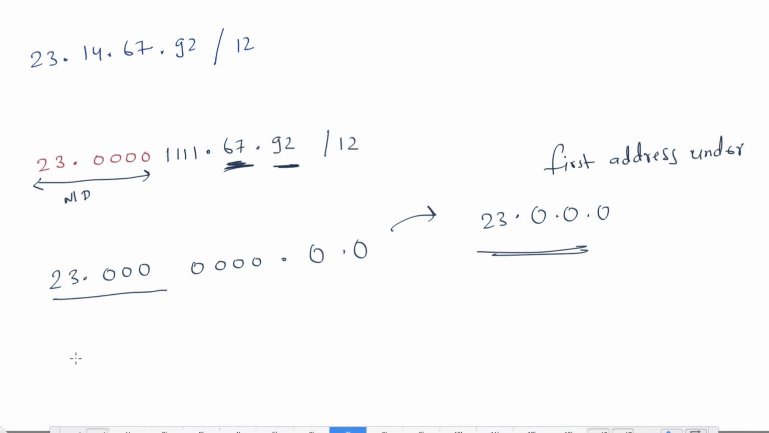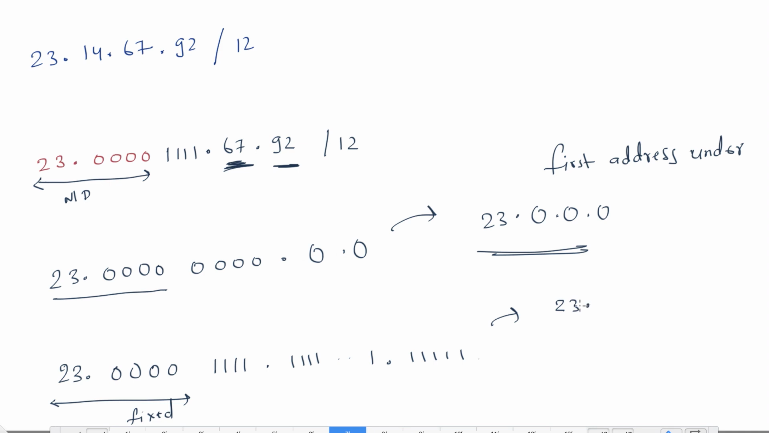What is the last address possible? This is fixed. These initial 12 bits are fixed. This is fixed. This is fixed. Then what will be the last address that is possible? You need to take everything as 1 1 1 1 1 dot 1 1 1 1 1, everything is 1 here, and then dot 1 1 1 1 1. So basically this will be 23 dot, you need to convert this into decimal, which will be 15 dot 255 dot 255. This is how you need to convert this into decimal.